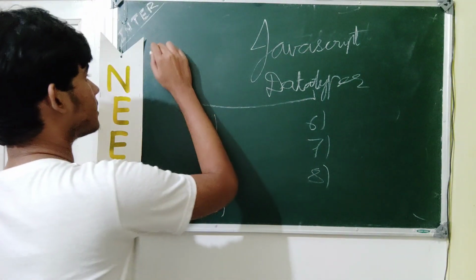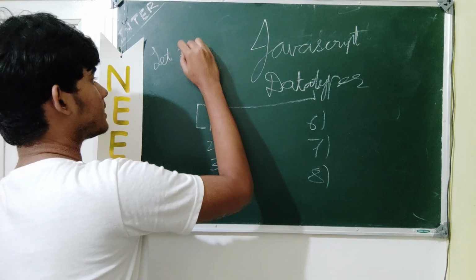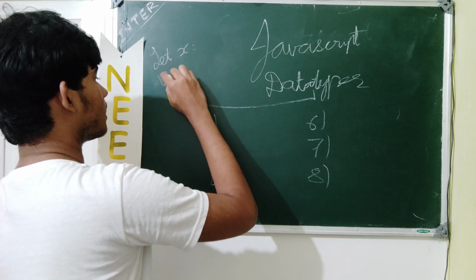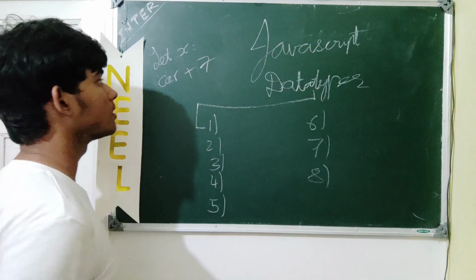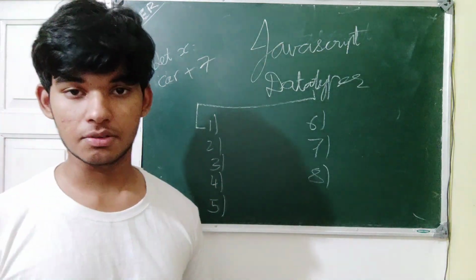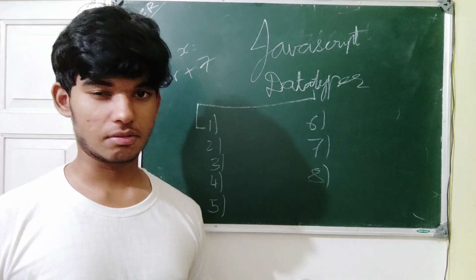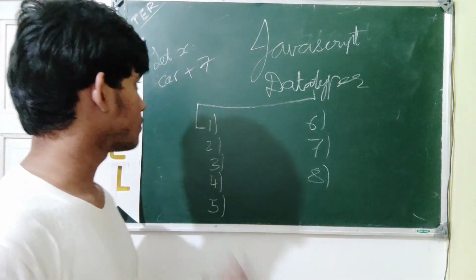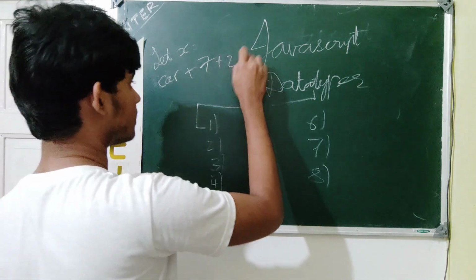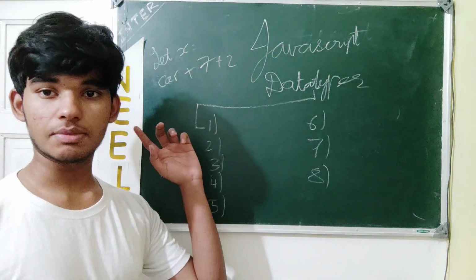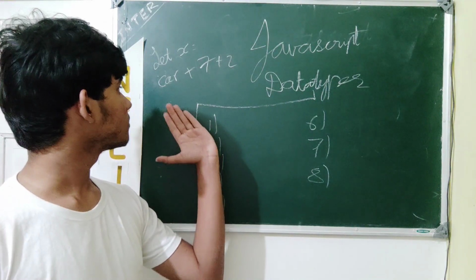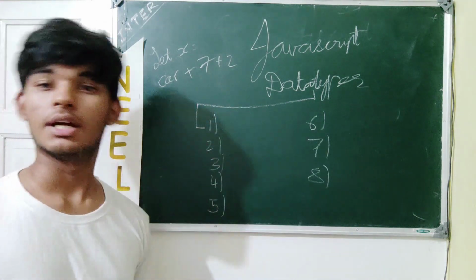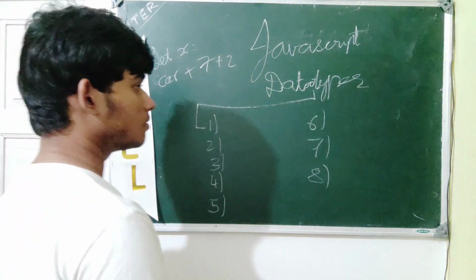Let us assume that we have written a code where it says something like let x is equal to car plus 7. Now what do you think the computer will do? Will it show an error or will it give a response? Let us even write 7 plus 2. Let us assume that we have written something like let x is equal to car plus 7 plus 2. Now what will the program do?